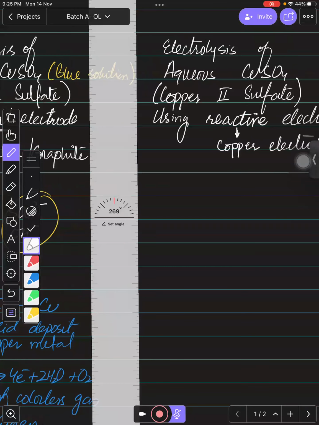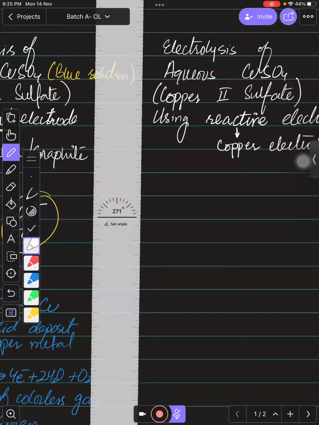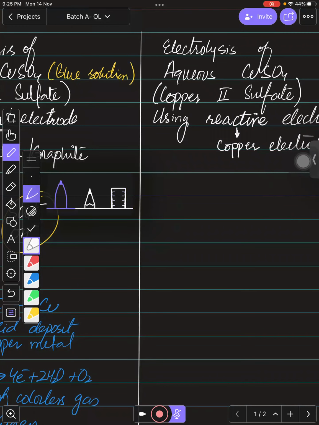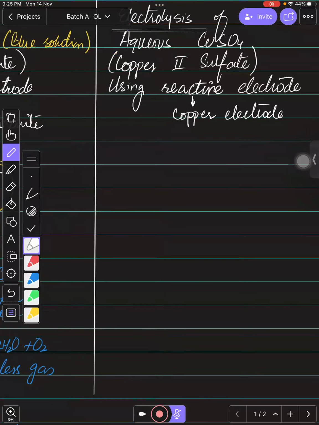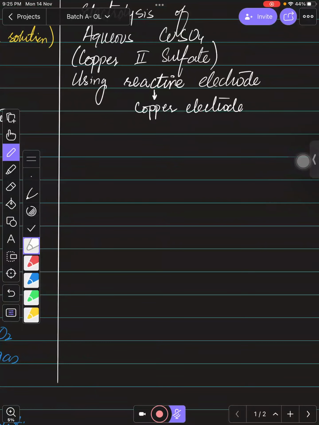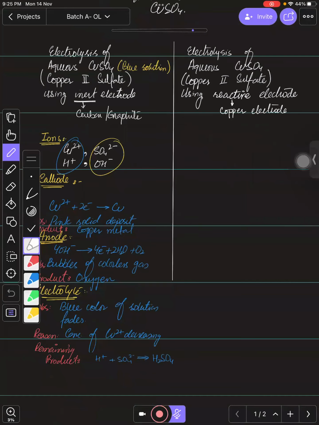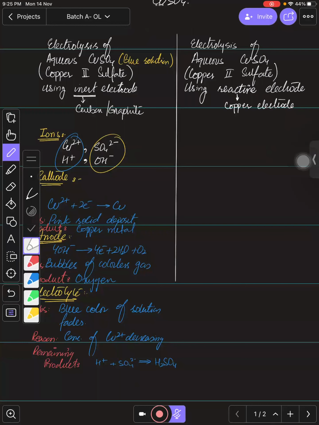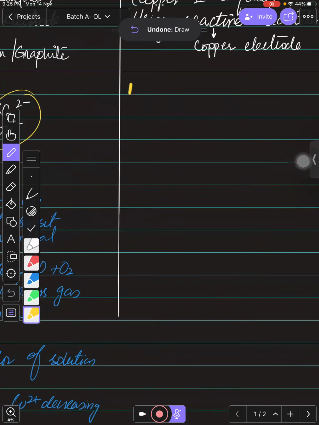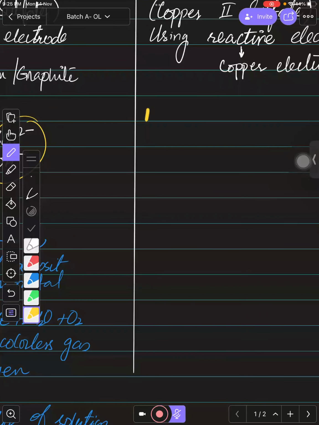This is the very first time we are using reactive electrodes. There will be a comparison as well, because it is very important to remember, otherwise you will mix things up. Remembering the comparison is important. So first of all, if you talk about the ions over there, bachcho, which ions will be in this?